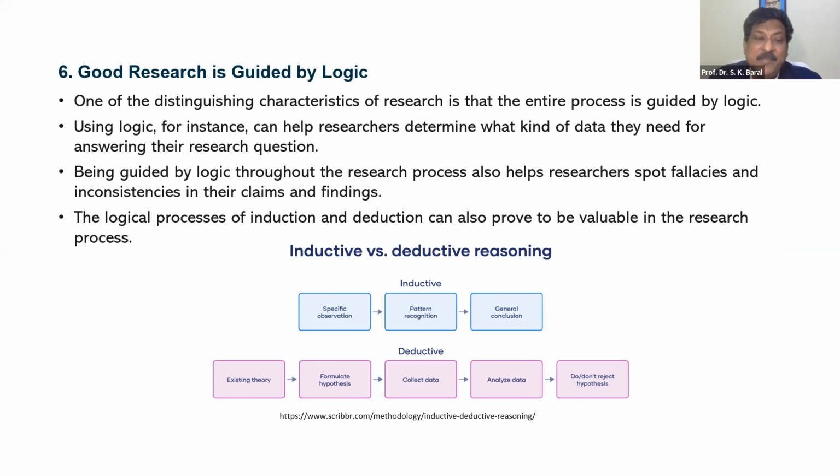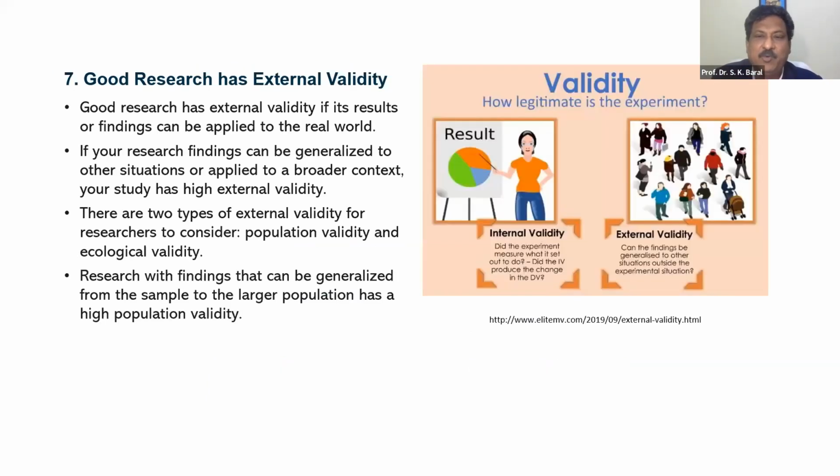So being guided by logic throughout the research process also helps the researcher spot fallacies and inconsistencies in their claims and findings. So the logic process of induction and deduction can also be valuable in the research process. This is the sixth good quality.